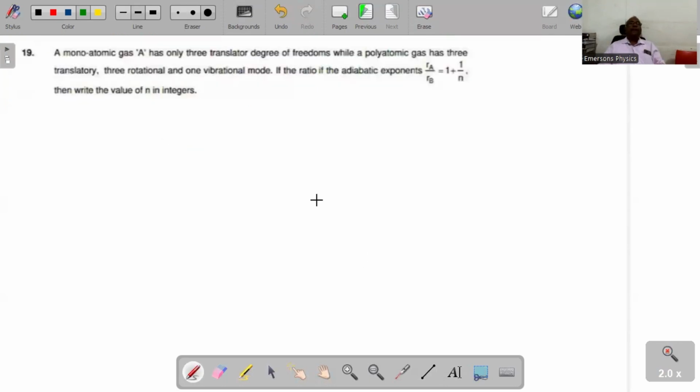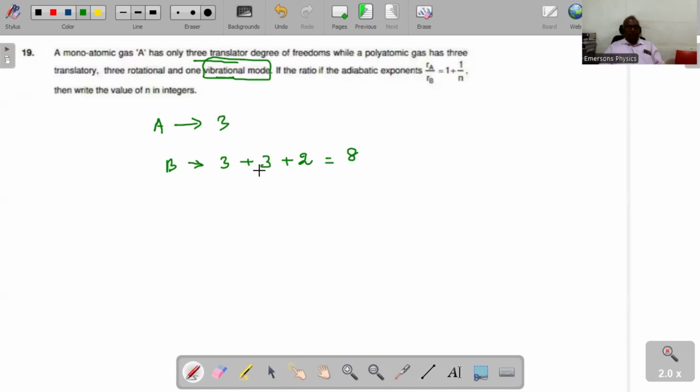A monoatomic gas A has only 3 degrees of freedom. Okay, it's a monoatomic gas, it has 3 degrees of freedom. While the polyatomic gas, another gas, let us take it as B, has 3 translational, 3 rotational, plus vibration mode, means 2 degrees of freedom for vibration mode. So it is 3 plus 3, 6 plus 2, 8 degrees of freedom.